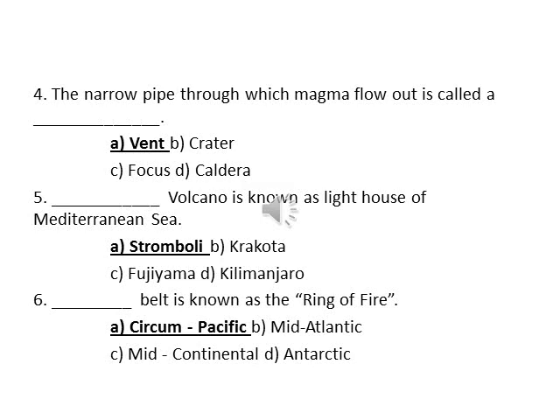Then sixth one. Dash belt is known as the ring of fire, the Pacific ring of fire. Option A. Circum-Pacific, B. Mid-Atlantic, C. Mid-Continental, D. Antarctic. Which one is the correct answer? Option A. The Circum-Pacific belt is known as the ring of fire.